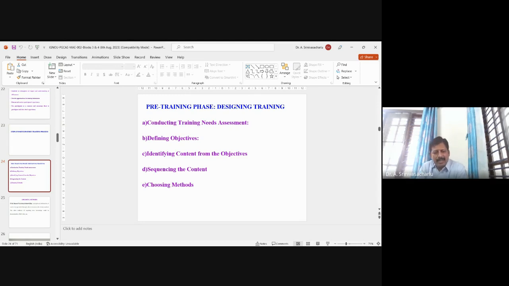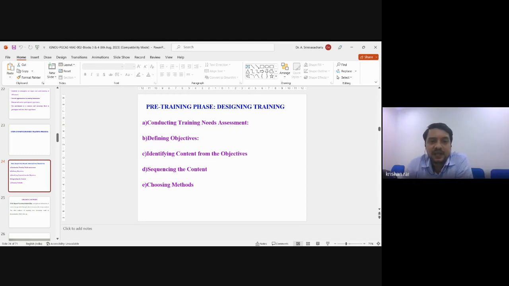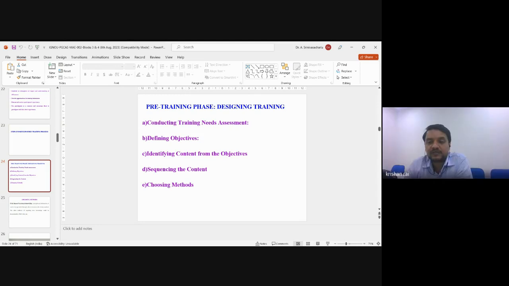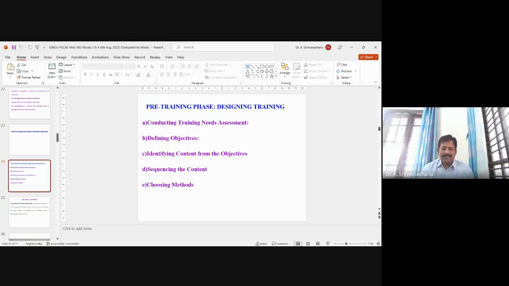Can you read out, Mr. Krishnan Roy? Yes. Conducting training needs assessment, defining objectives, identifying content from the objectives, sequencing the content, and choosing methods. There are different methods, and methods will vary depending upon what kind of knowledge you are offering. If it is only knowledge, lecture method. Skills, training. Awareness, discussion, brainstorming.